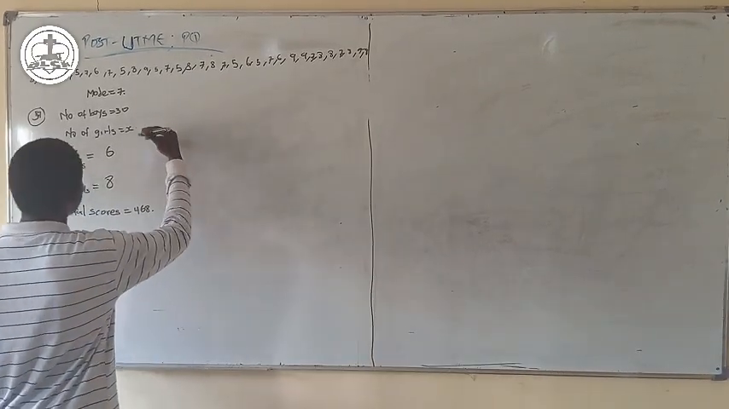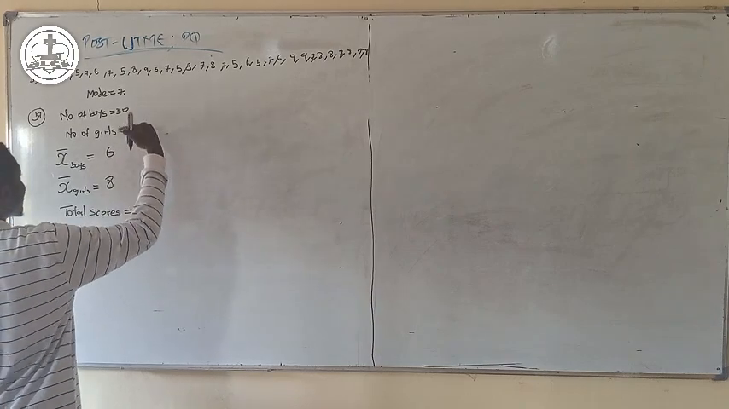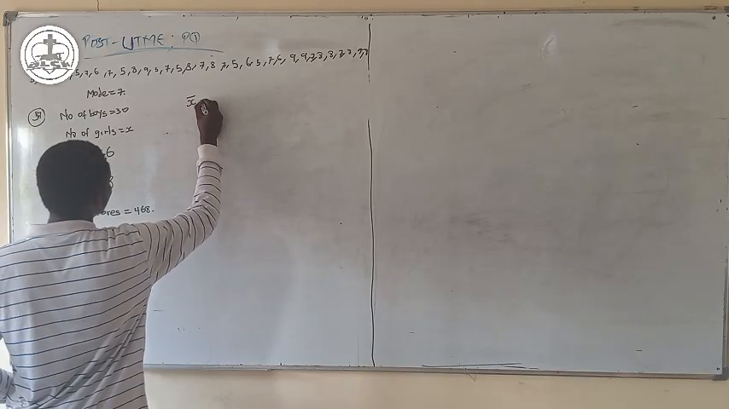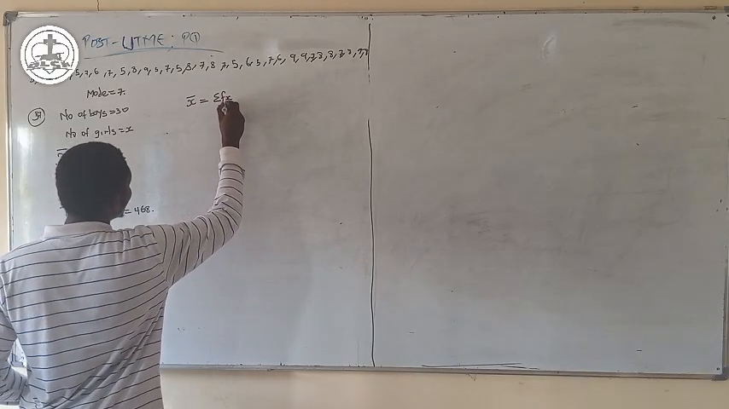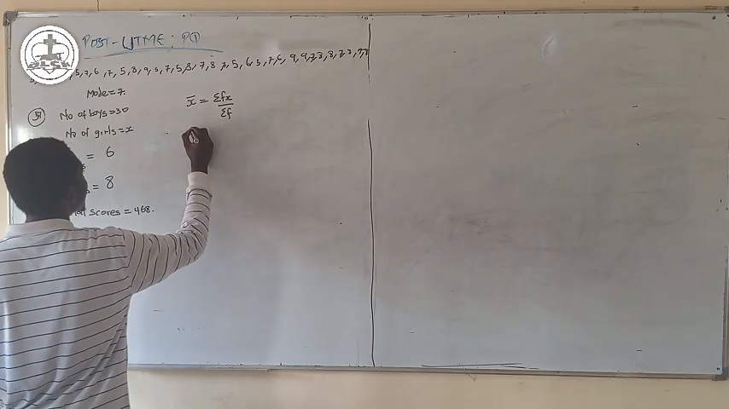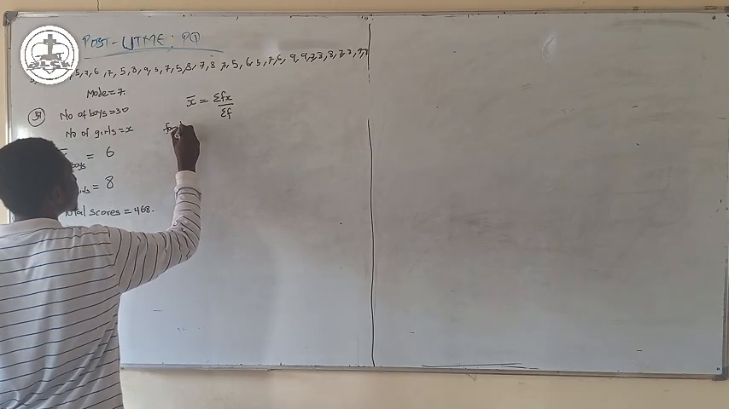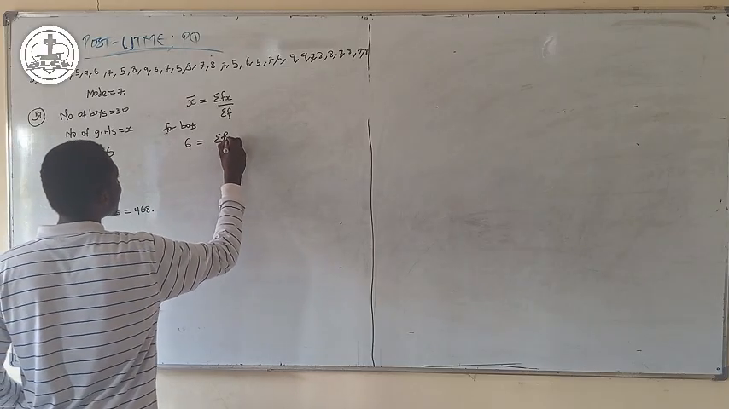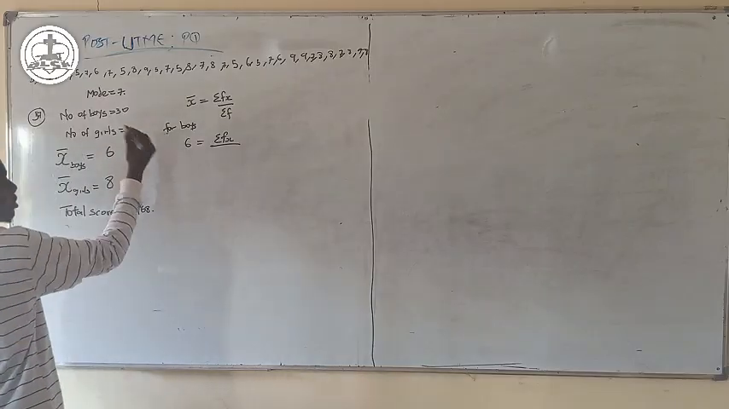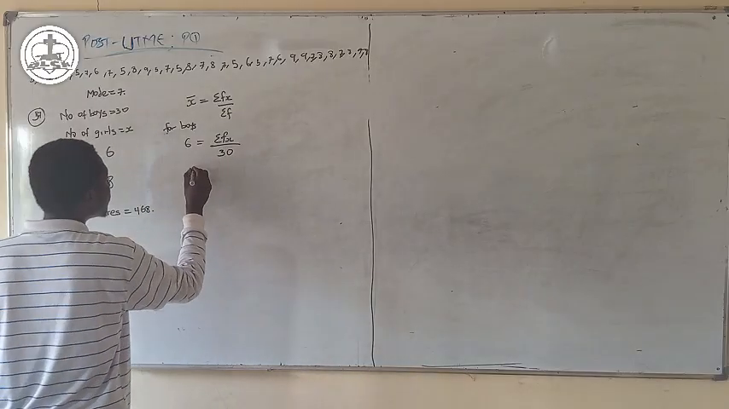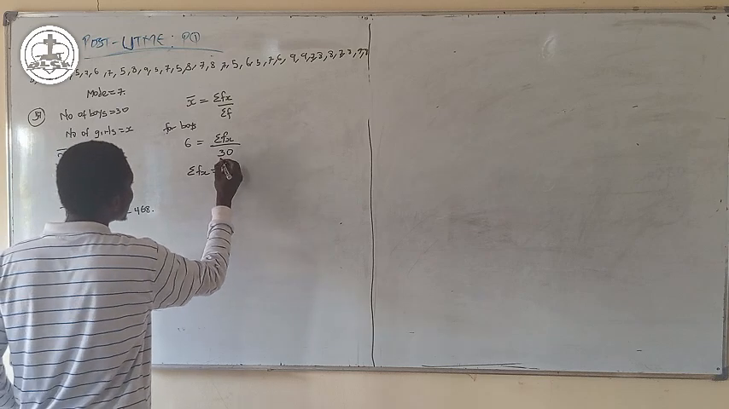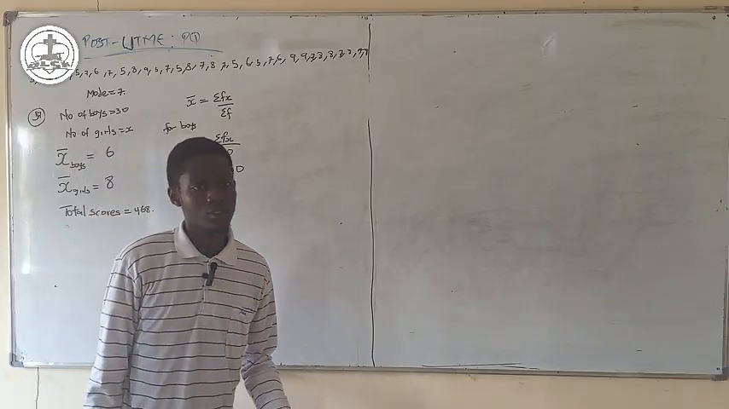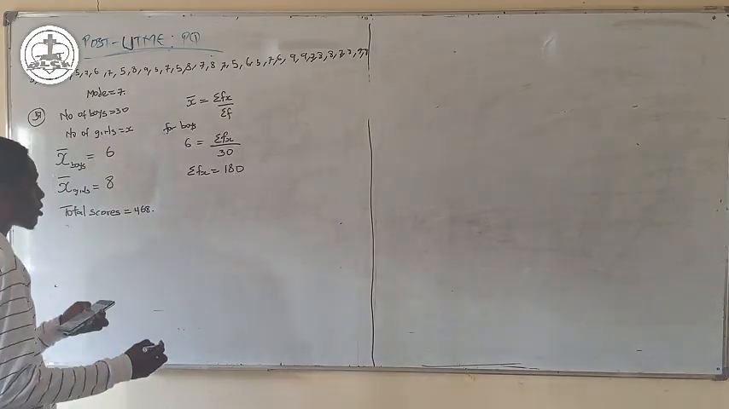Let us start. Since we have the values for the boys, we can get the total score for boys. You know that our mean is summation fx over summation f, and the mean for boys is given as 6. We don't know summation fx, the total score for boys, but we know that 30 boys sat for the test. So we multiply 6 times 30, and we have 180. So the boys' total score is 180.